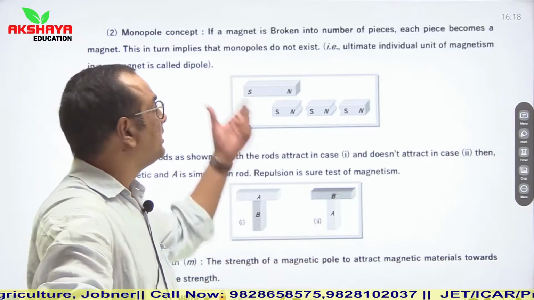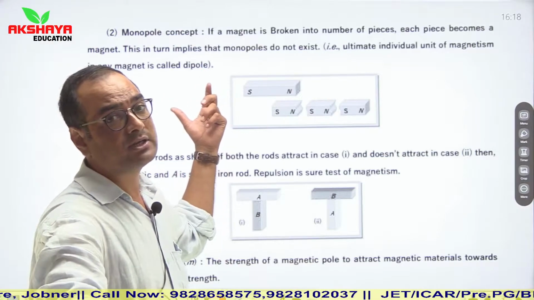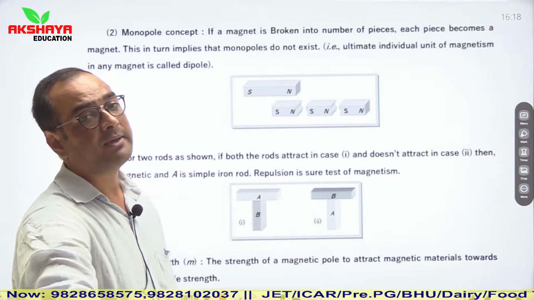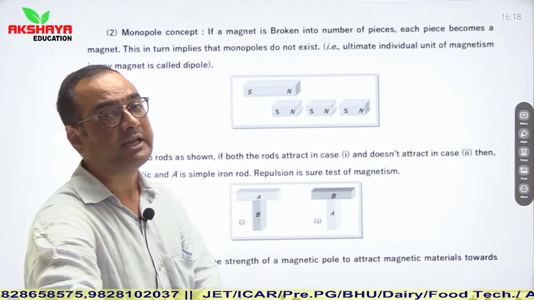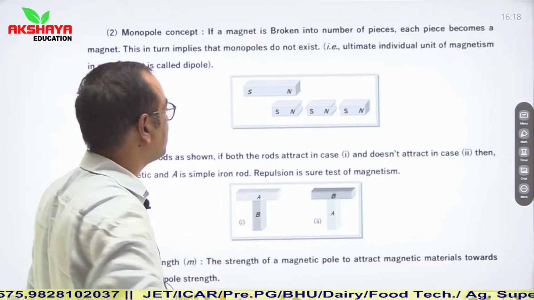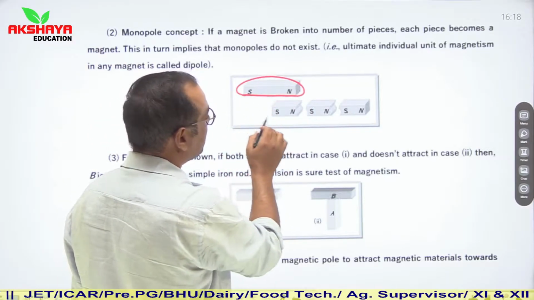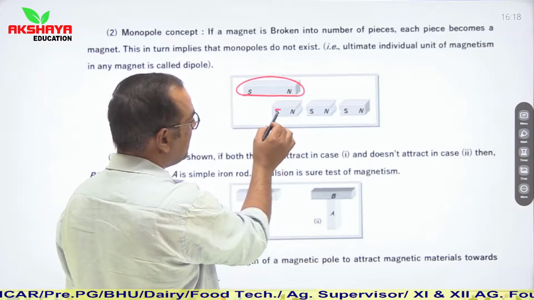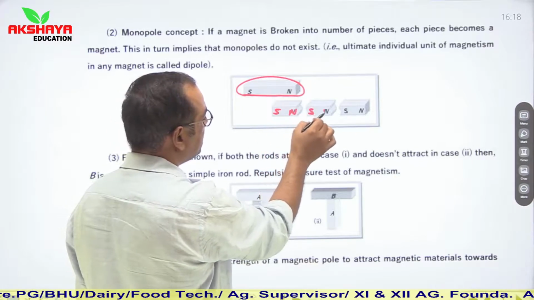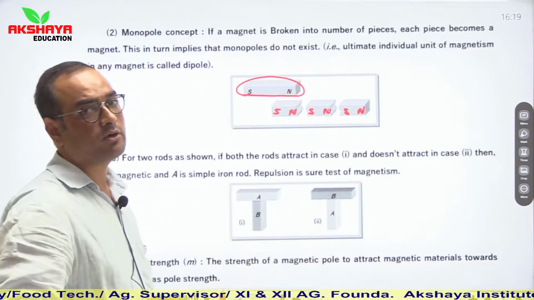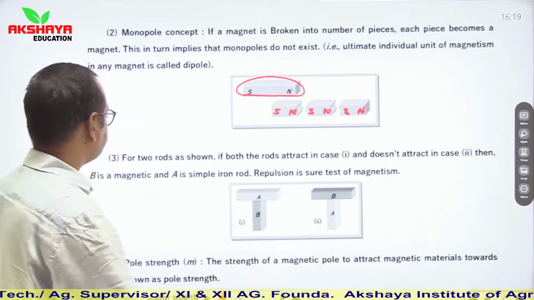It means there is no existence of a single pole or monopole. Every time a magnet is broken into pieces, each piece behaves as a new magnet. We can see from here clearly that this is a proper magnet which is being broken into small parts. Then each part has south and north poles. It means it behaves as a complete magnet. So there is no existence of monopole.